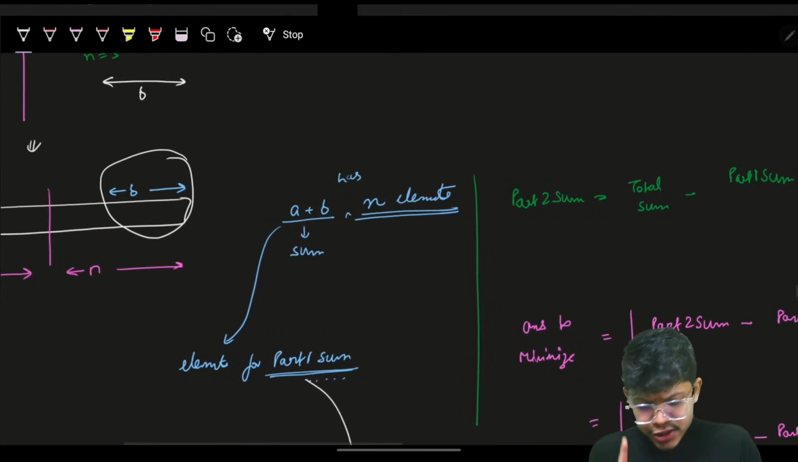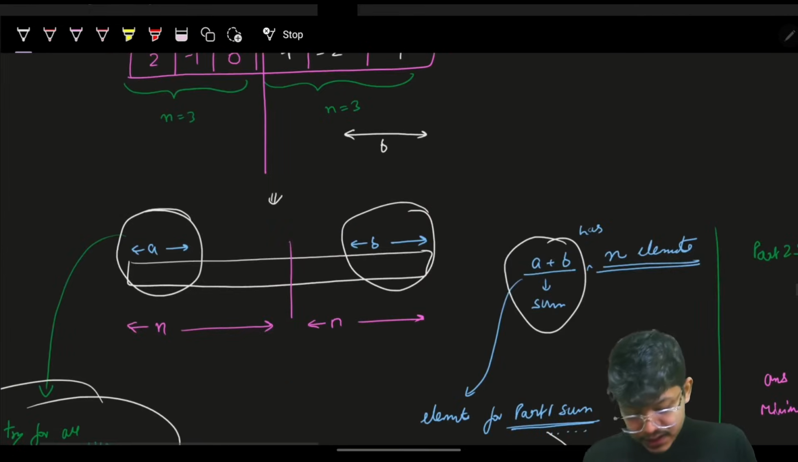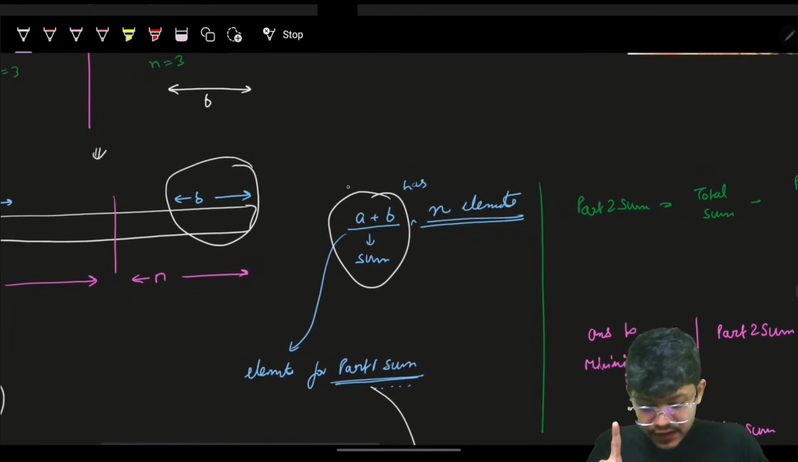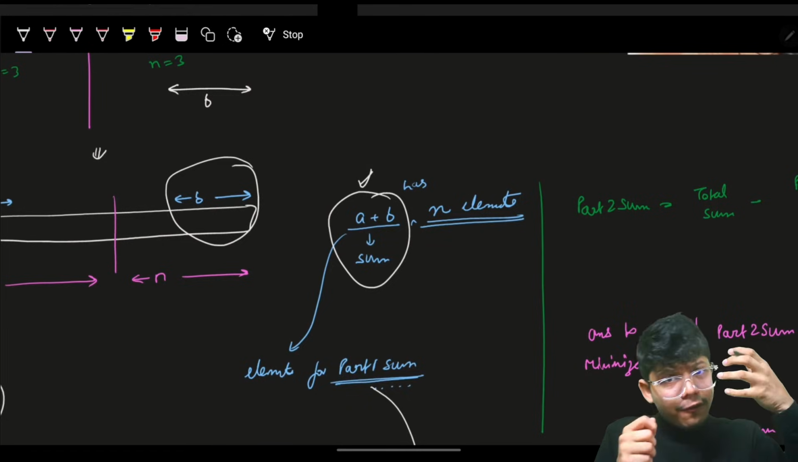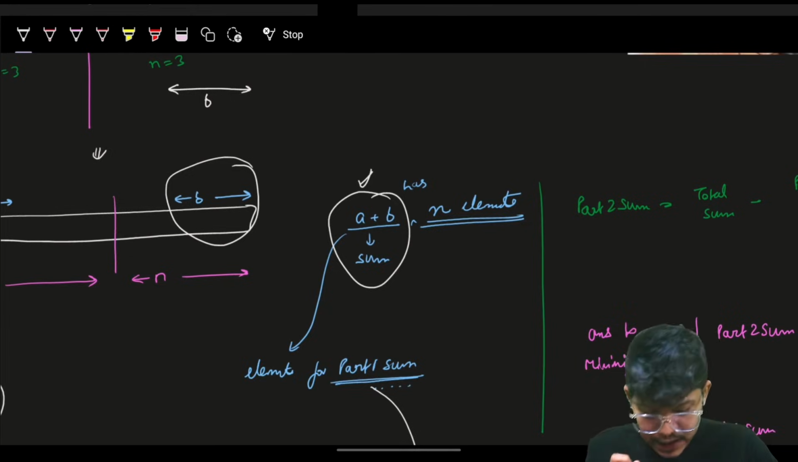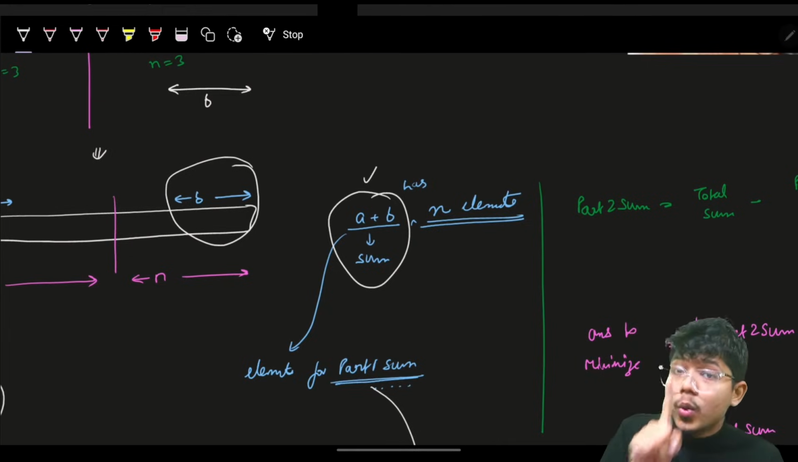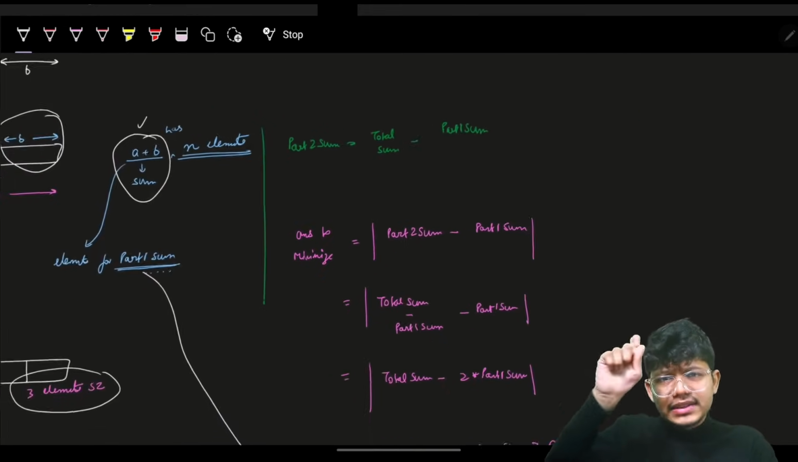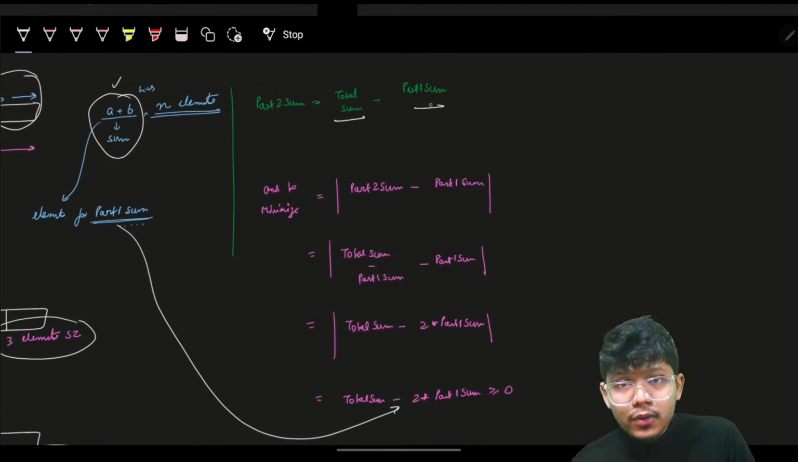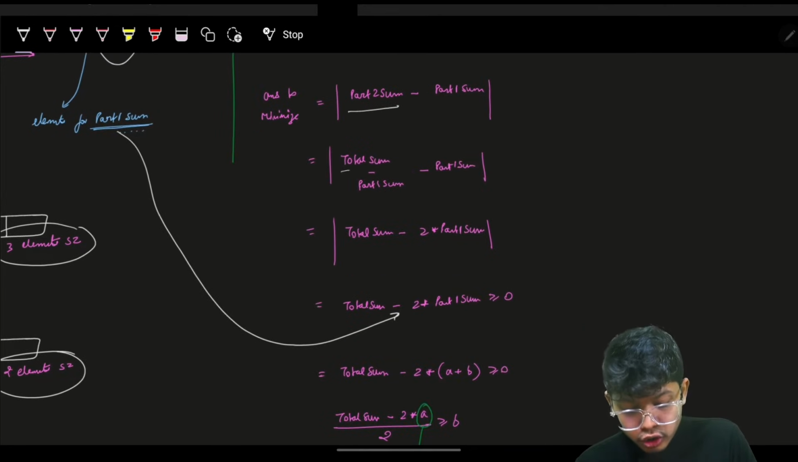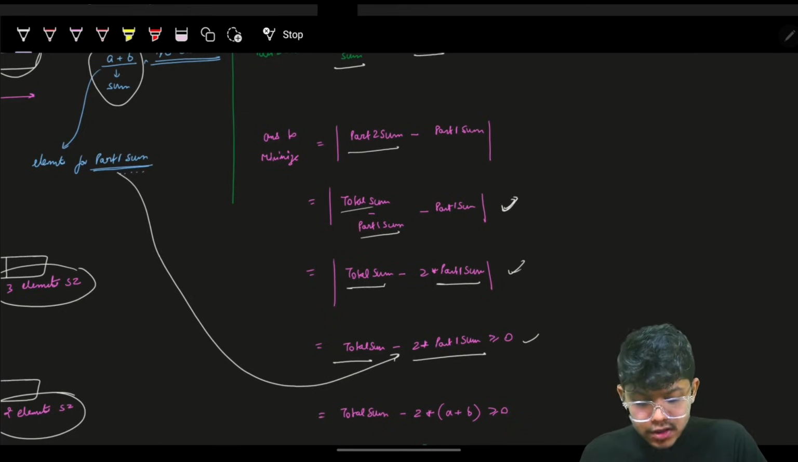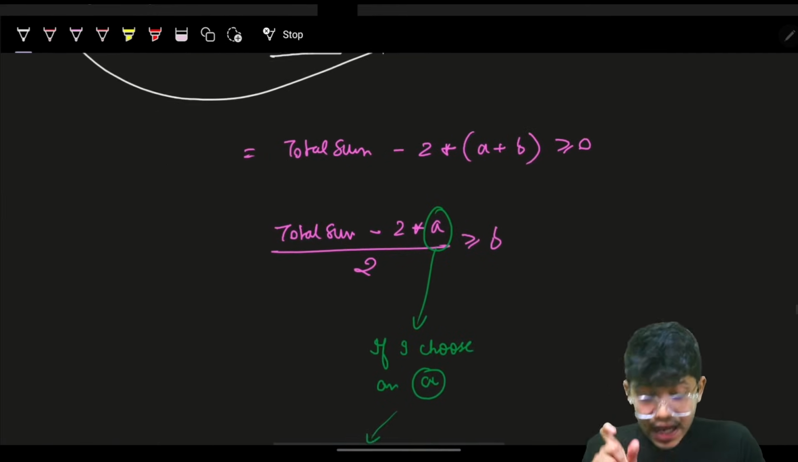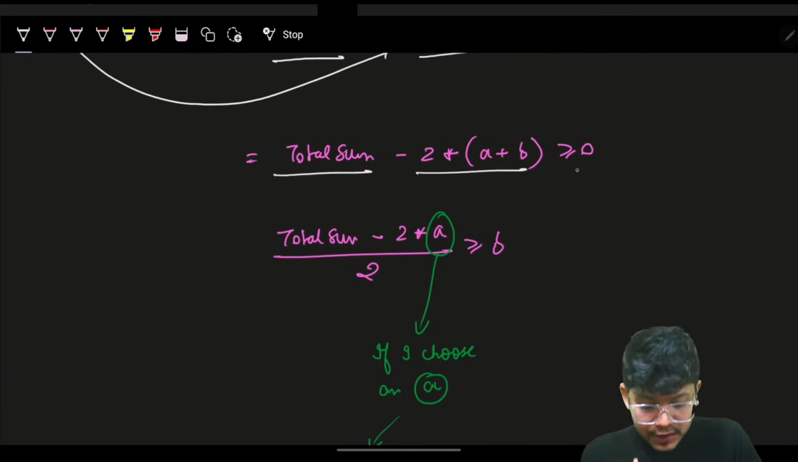So I just know that I will have the part one sum. Again, if I say from the left portion I have grabbed the sum as a, and from the right portion I grab the sum as b, then the total sum will be a plus b for the part one sum. If you remember the exact same approach which I took earlier, part two sum is nothing but total minus part one sum. So I'll represent the same thing: total minus 2 into part one sum. This should be more than or equal to 0 because the difference is the absolute value. So my answer becomes total minus 2 into (a plus b), which should be more than or equal to 0.